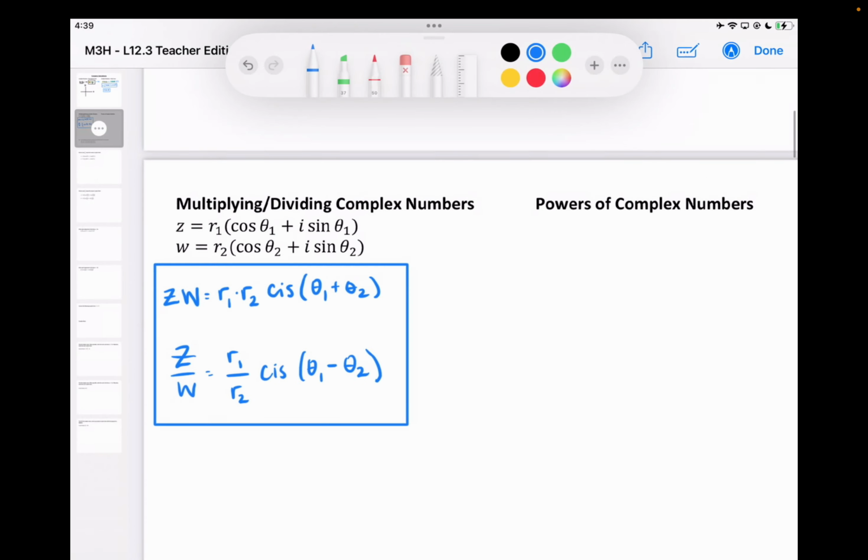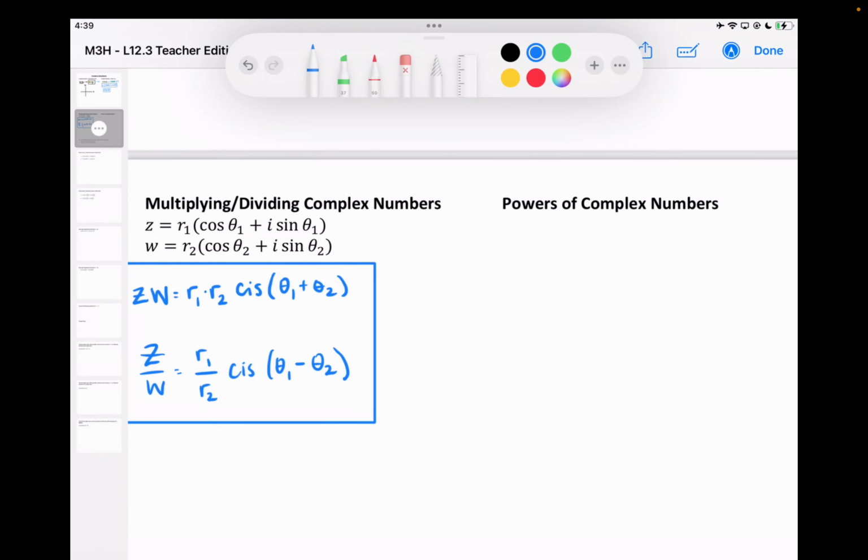The next operation is our powers of complex numbers. So what that just means is, let's say I take z, which we have over here. If I take z and raise it to the nth power, the way you would write this is you would do your radius to the nth power.